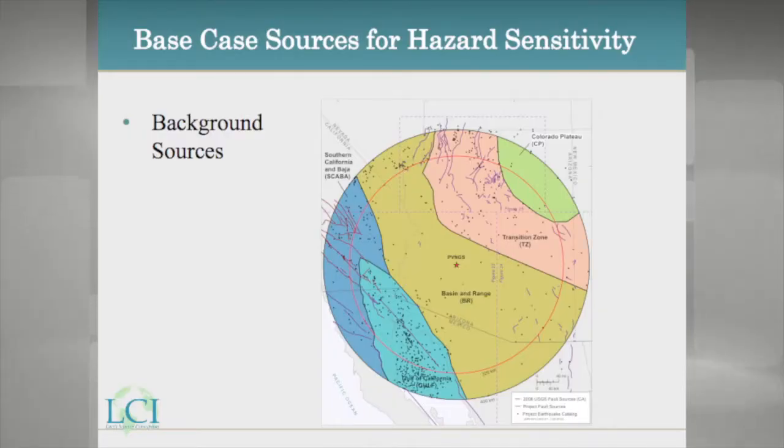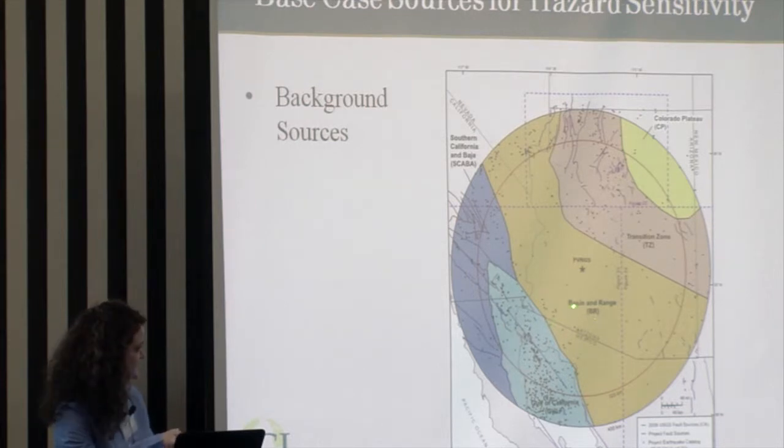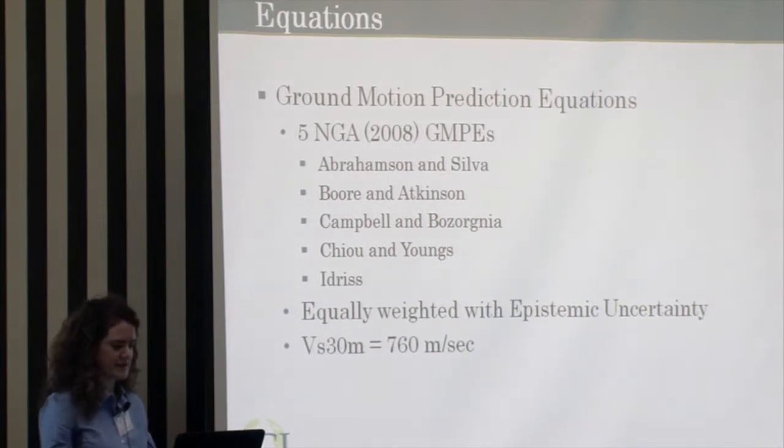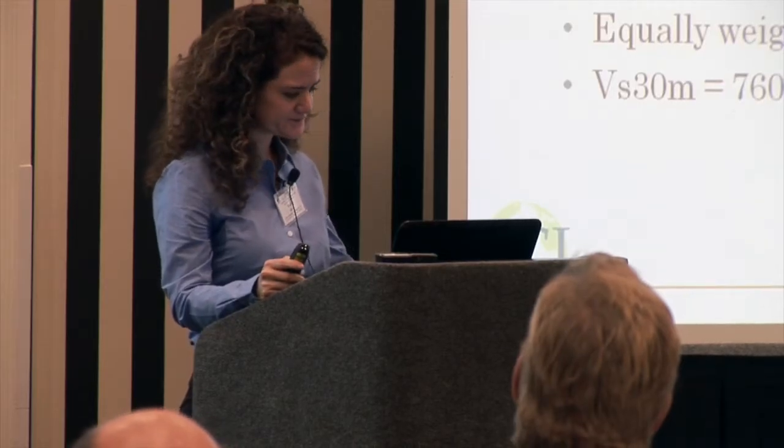Again, this is a map. Here's Palo Verde Nuclear Generating Station, and these are the 5 different background sources that went into the base case hazard. This one right here, in which Palo Verde resides, is the host source, and then this is the basin and range, called the basin and range. So both the faults and the background sources went into these results that I'll be showing. For the base case ground motion prediction equations, we have the 5 NGA models, which have already been talked about. They're equally weighted, with the site condition of 760 meters per second.